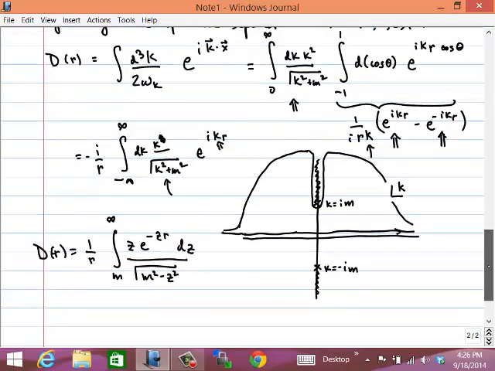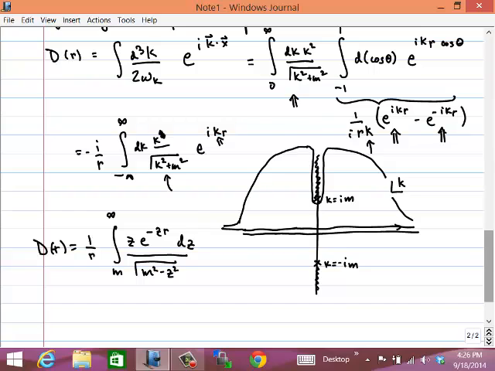If this contour manipulation and branch cuts and stuff like that is unfamiliar to you, I recommend that you brush up a little bit on your complex variables, because this is the sort of manipulation that's going to become very common.